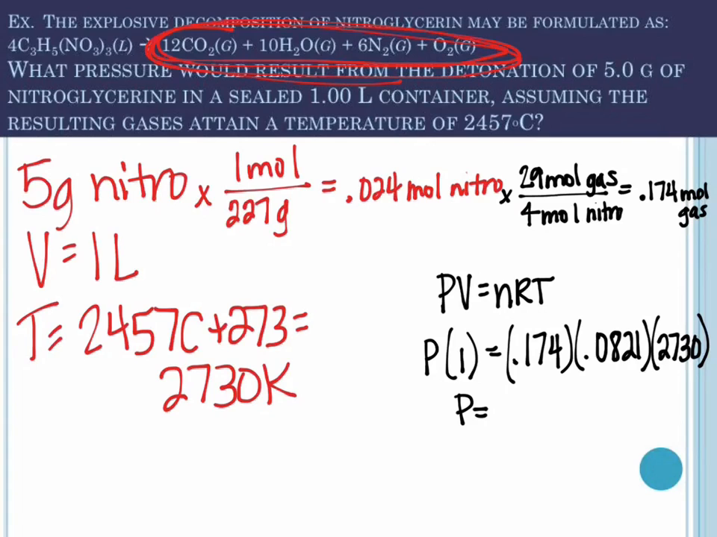All right, so with the numbers we have 39, and the units are what? ATM. So all those gases together exert that much pressure. So that's why when you detonate a little bit of nitroglycerin, you have a big explosion, because of all that pressure being exerted by those moles of gas.